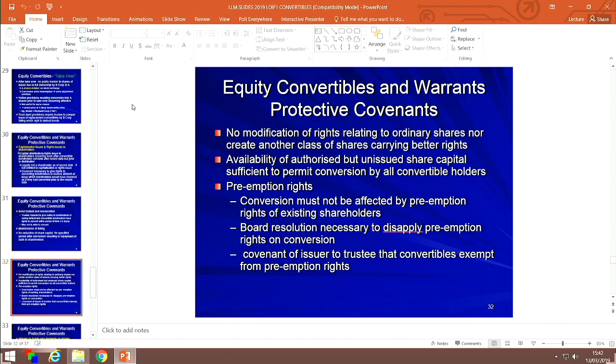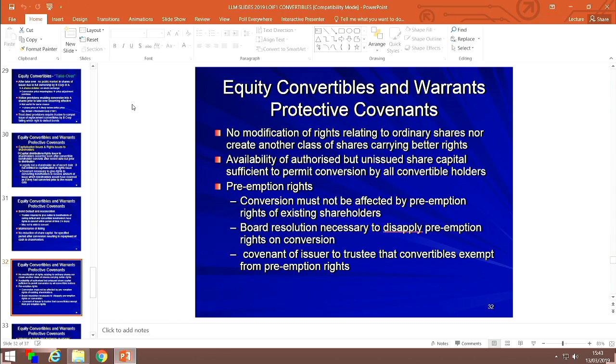What convertible bondholders want to be sure of is that the authorized share capital figure is sufficient to enable all converting bondholders to be issued with share capital. And that's why there's a covenant which says you, the issuer, will maintain at all times available and authorized share capital, which is unissued, sufficient to meet all conversions to be made by converting bondholders.